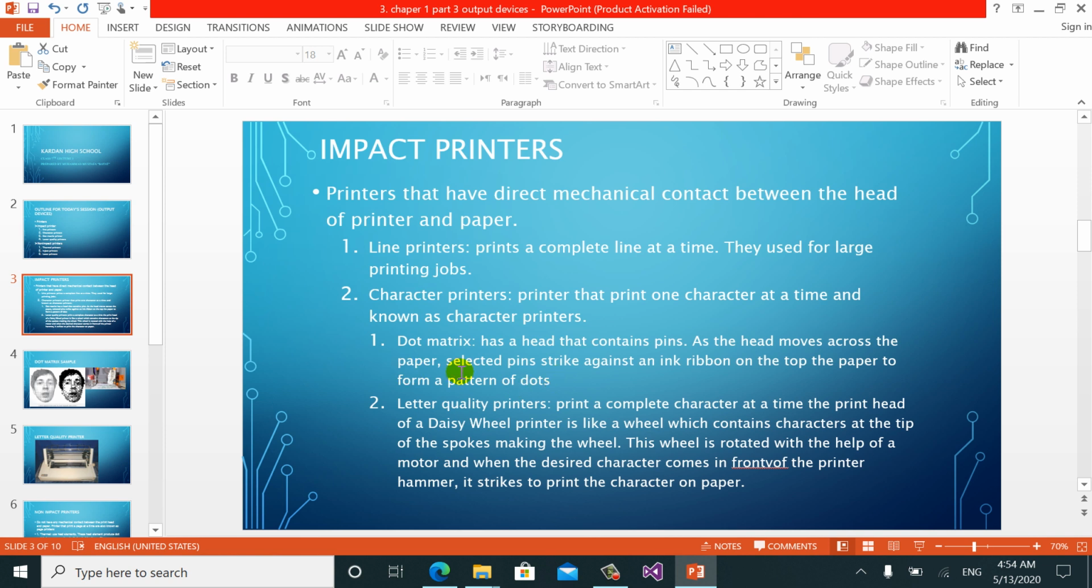If you look at dot printers, the head of the printer contains pens. When the paper comes, the head of the printer moves toward the paper, and these pens start striking. It means to hit. Do you know strike? Strike means to hit. Let's define it a little bit in the diary.